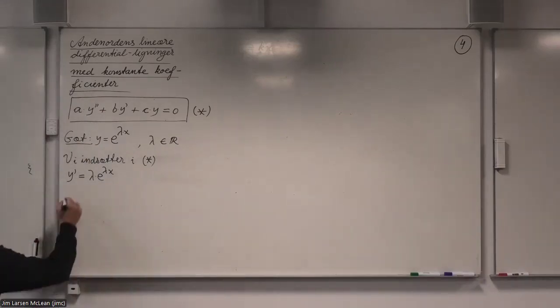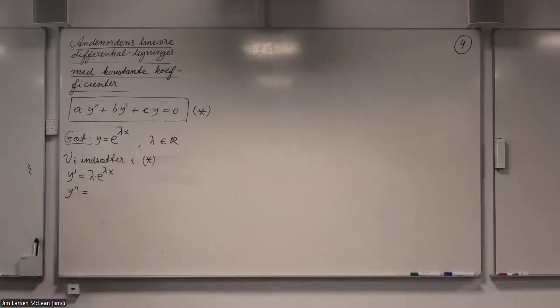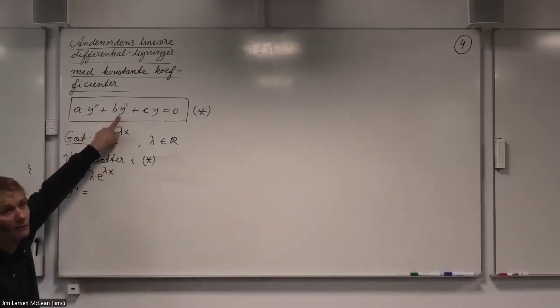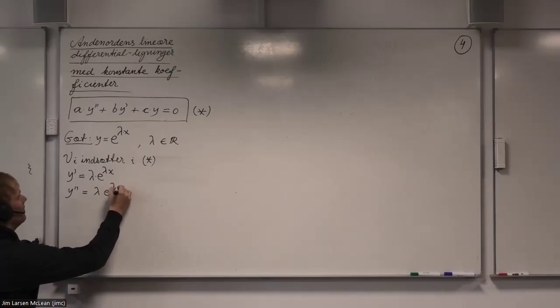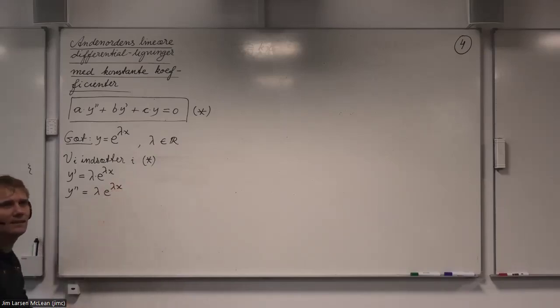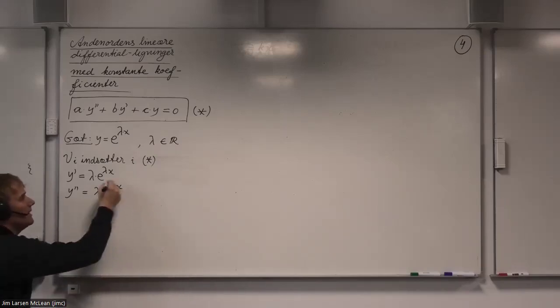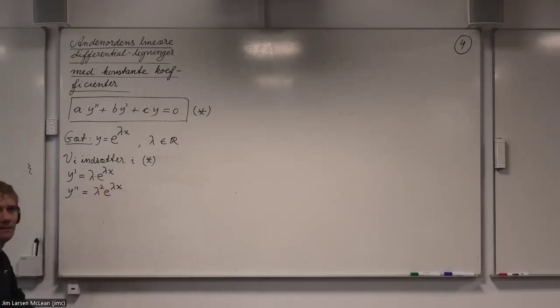Then it differentiates once more, because I needed both y prime and y double prime to substitute up here. I want to differentiate it once more. It again gives lambda e to the power of lambda x. But I have to remember to multiply by lambda one more time, because it changes the function again. Differentiating gives lambda, so it becomes lambda squared.